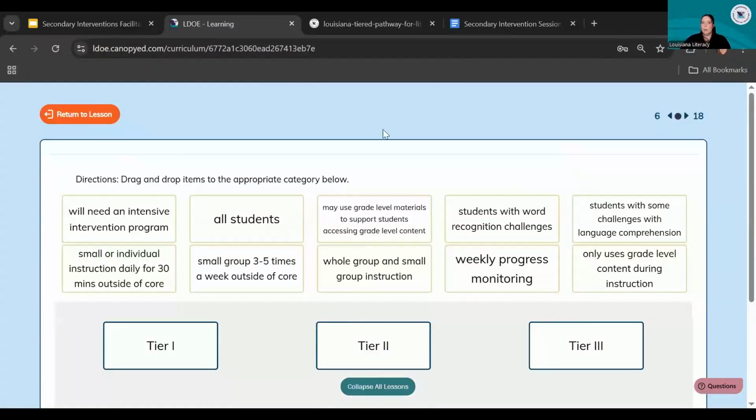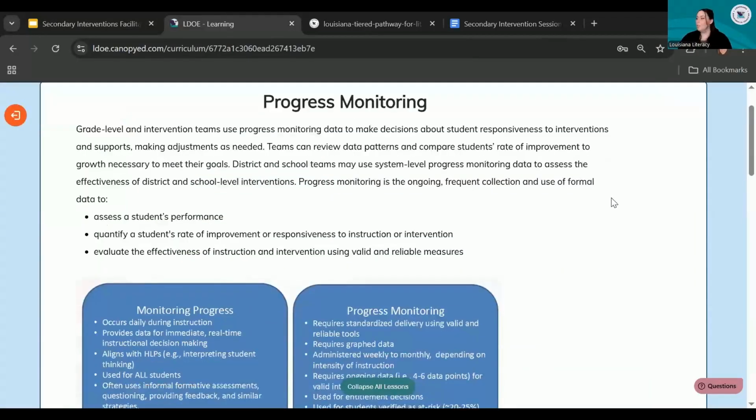So I'm going to put you in a breakout room and let's dive back into progress monitoring now that we have all the tiers kind of hopefully situated in our heads. So for progress monitoring, let's talk about some best practices for this.